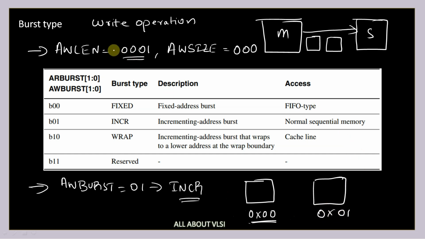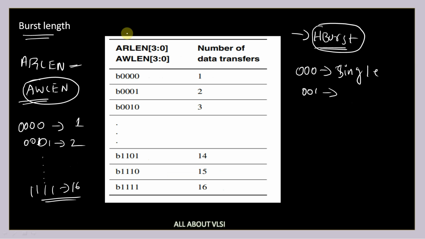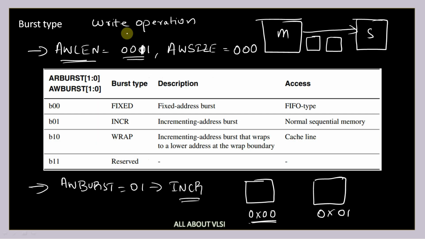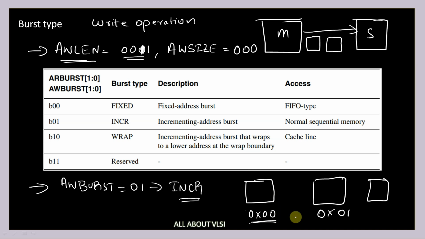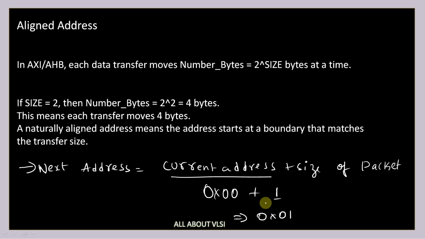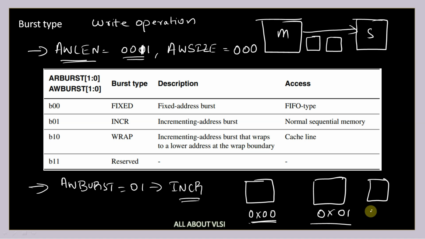Let's say we have one more example where AW length is equal to 0, 0, 1, 1. That means the total number of packets we are going to send in this example is 4 packets. For the third packet, the next address is the current address, 0, 1, plus the size of your packet, 1 byte. So the address is 2. For the fourth packet, the address is 3. This is how we decide the address of the subsequent packets in an incremental burst.